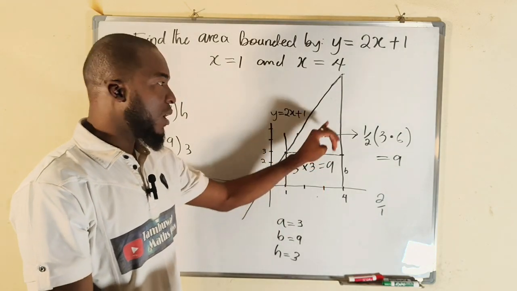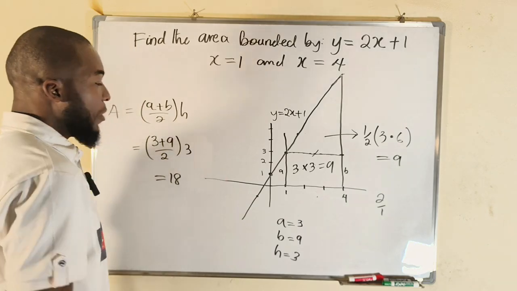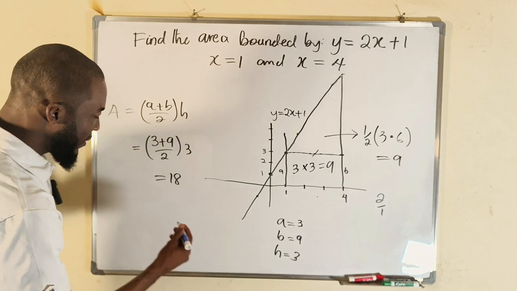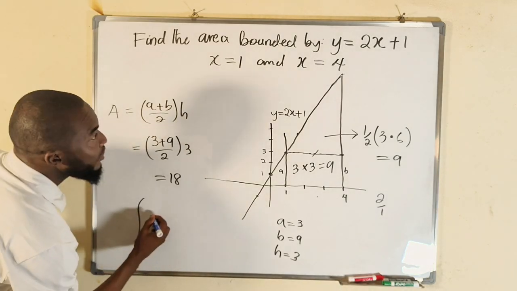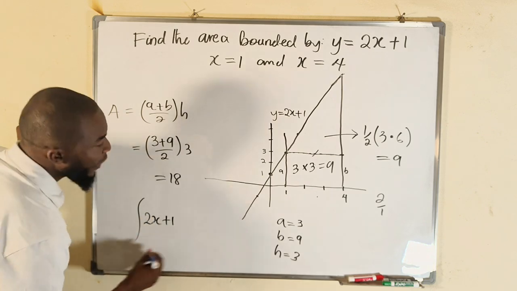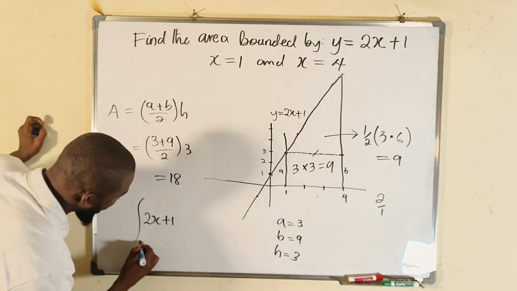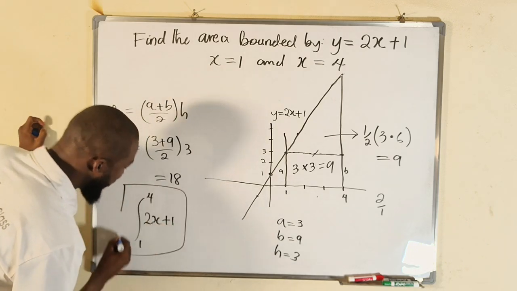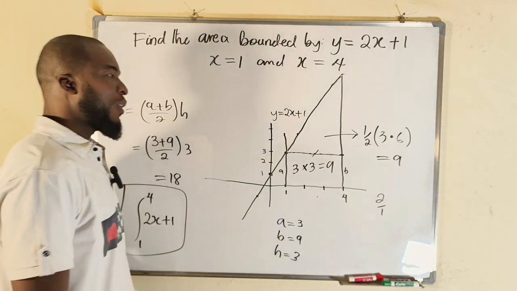Exactly the same. So if you like, you can partition the figure, which is a trapezium, to make a triangle and a rectangle. But if you so wish to find out whether this is really true, you can integrate the function, which is what? 2x plus 1. From where to where? From 1 to 4. Simplify and see. Definitely you have to get 18.